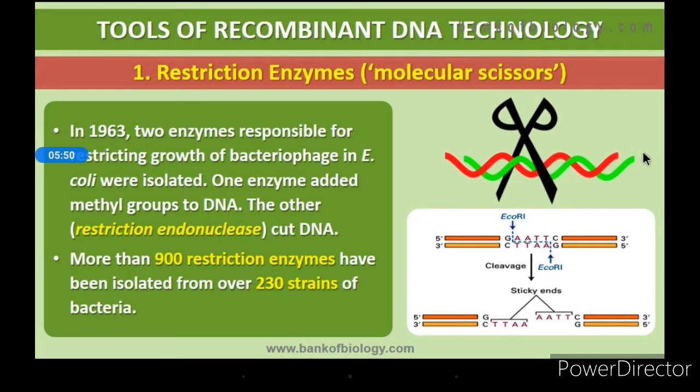And this is the history of it. In 1963, 2 enzymes responsible for restricting the growth of bacteriophage in E. coli were isolated, and 1 enzyme added methyl groups to the DNA. The other one, that is a restriction endonuclease, cut the DNA. More than 900 restriction enzymes, which help to cut the selected DNA at particular locations, have been isolated from over 230 strains of bacteria.